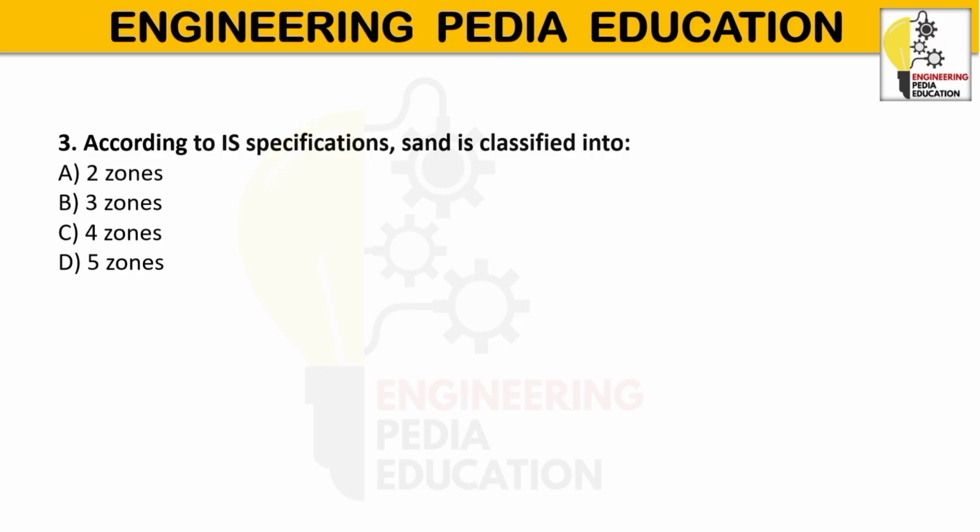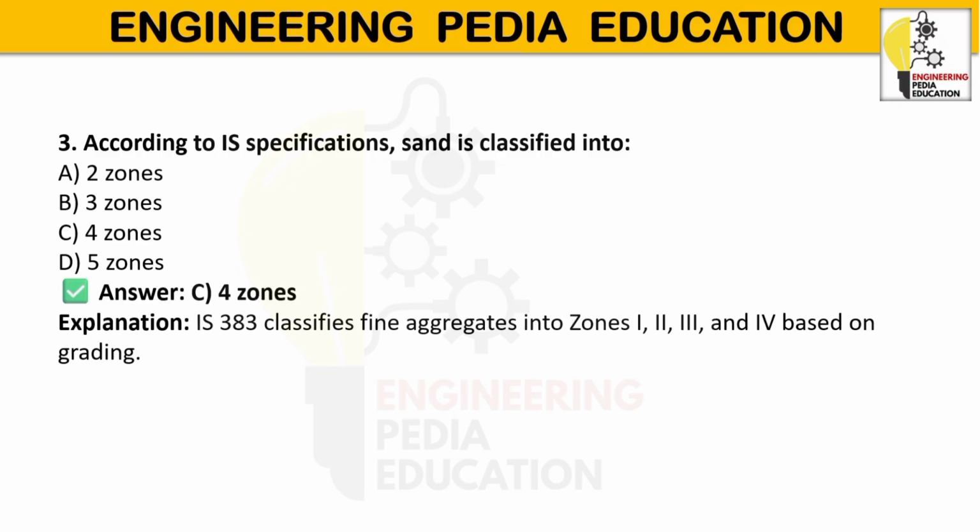According to IS specification, sand is classified into how many zones? 2 zones, 3 zones, 4 zones, or 5 zones. So the correct answer is 4 zones. IS 383 classifies the fine aggregate into zone 1, 2, 3 and 4 based on grading.